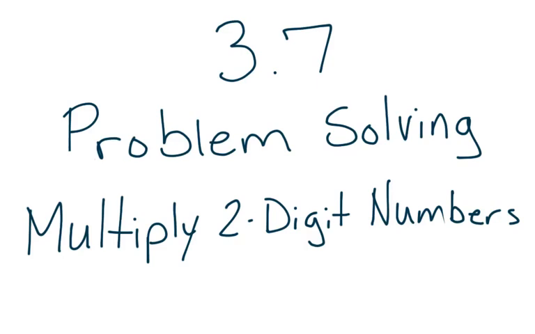3.7. In this lesson, we're going to look at some word problems, and we have a few steps that we have to follow for these word problems. In our word problems, we're going to be multiplying a 2-digit number times a 2-digit number, but there's also going to be additional steps that we need to take into consideration. So it's really important that we read our word problem all the way through and understand what it's asking us to do. Let's take a look at our first word problem.